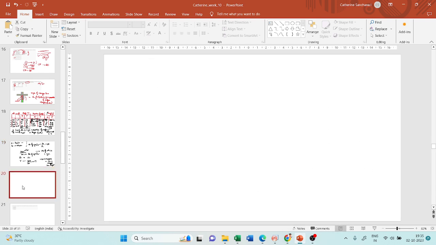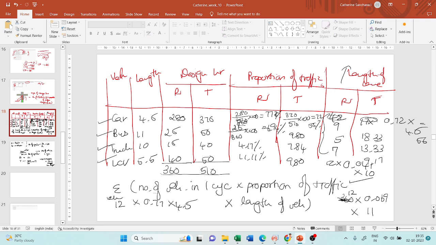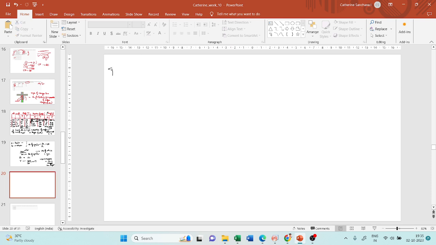Now what is the length of storage lane for through traffic? It is the summation of all these. So 56 plus 18.33 plus 13.33 plus 9.17. So this will be 96.33. You can take it as 97 meters.